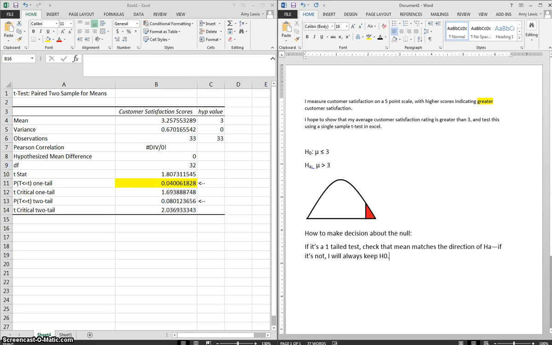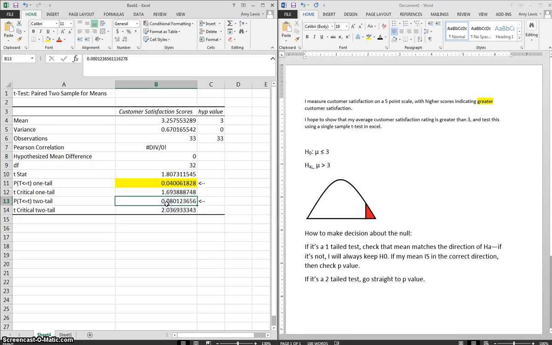Now again, other versions of statistical software would do this for me, but I didn't tell Excel that it was a left-tailed versus a right-tailed test, so I need to do this check. If my mean is in the correct direction, then I have to go ahead and check my p-values. Now if it's a two-tailed test, I'll go straight to the p-value. Make sure you have the appropriate p-value, again, whether it's a one-tail or a two-tail.